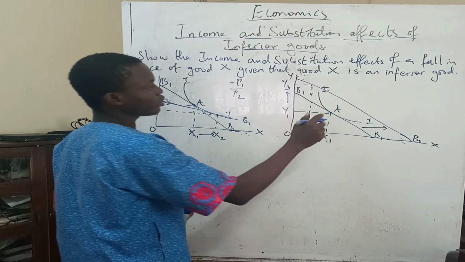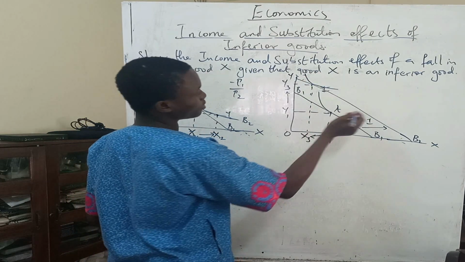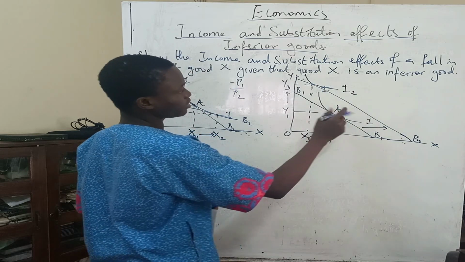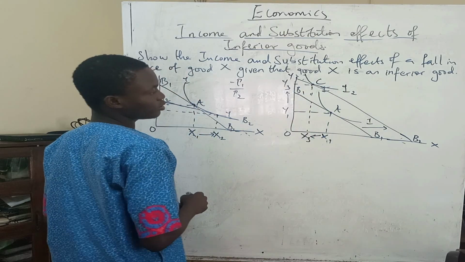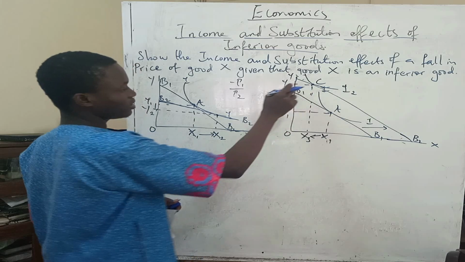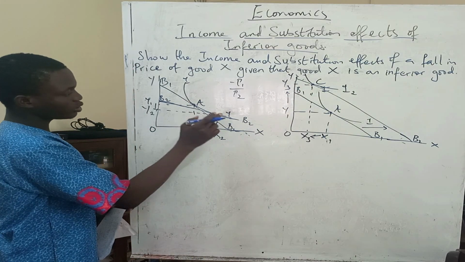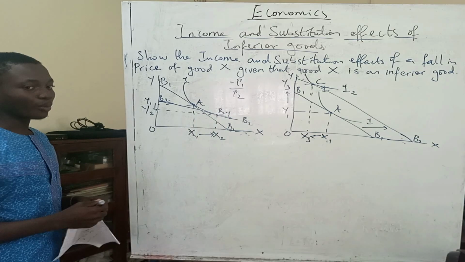So we just have to draw our indifference curve, it's going to be tangential to this. So we have I2, that's I2, and we'll be having this C as new combination. So we are moving from A to C. That's what the income effect is saying. And here we are moving from A to B. That's what the substitution effect is saying. You can see that they are opposing.